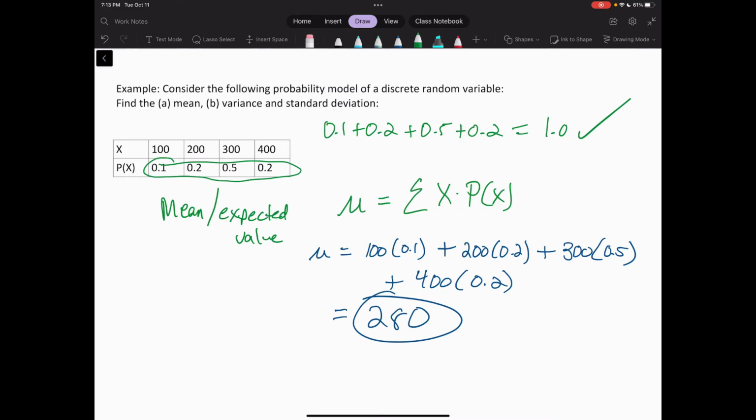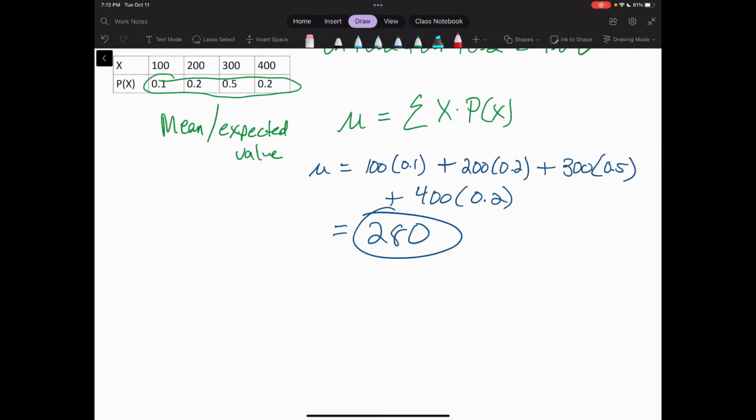All right, so now we need to calculate the variance and the standard deviation. Well, the variance of x is the summation of x minus the mean, that quantity squared, times the probability of x. So the first step when finding the variance is you've got to find the mean first. And we've already done that. We know the mean is 280. So now let us fill in our formula.